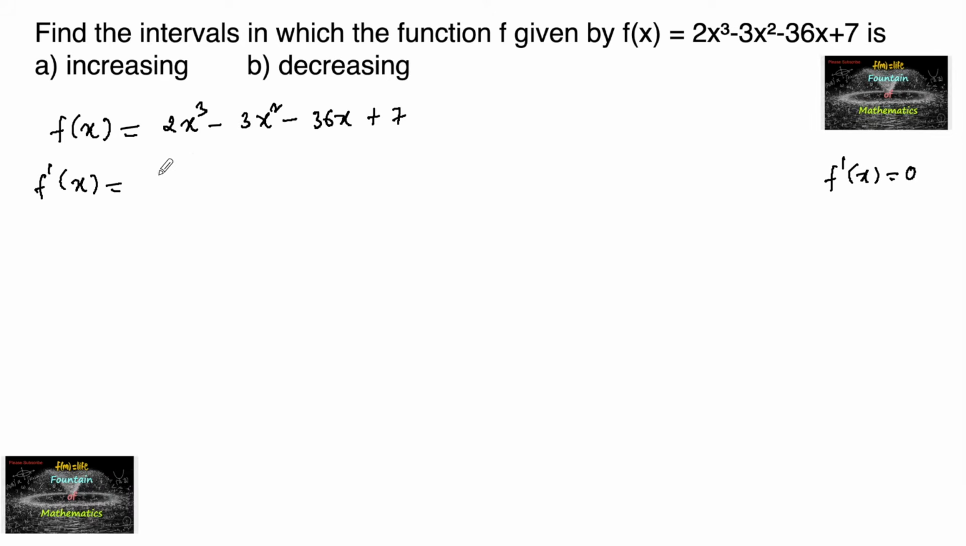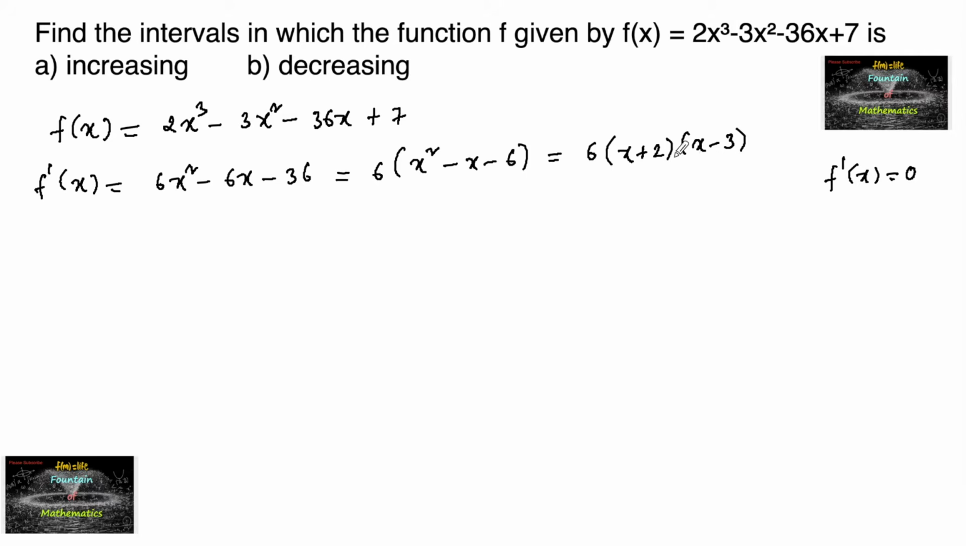f'(x) is equal to 6x^2 minus 6x minus 36 plus 0, which equals, taking 6 common, 6 times x^2 minus x minus 6, and this can also be factorized, and we can write (x plus 2)(x minus 3). Check: plus 2x and minus 3x is minus x, and 2 into minus 3 is negative 6.